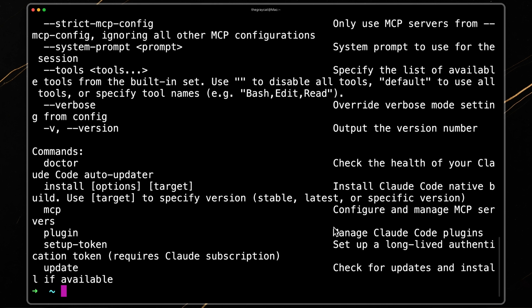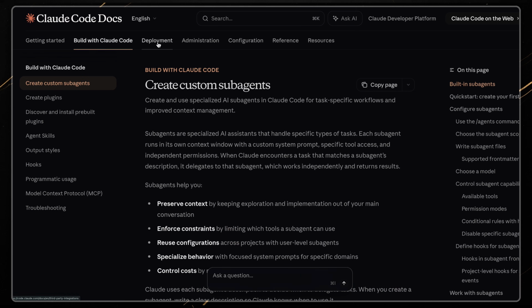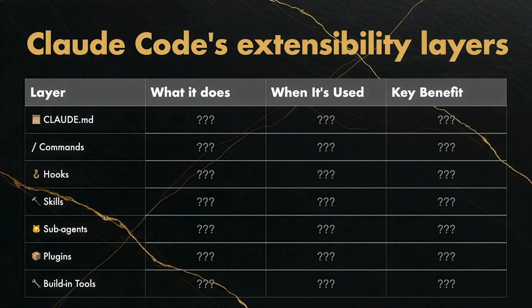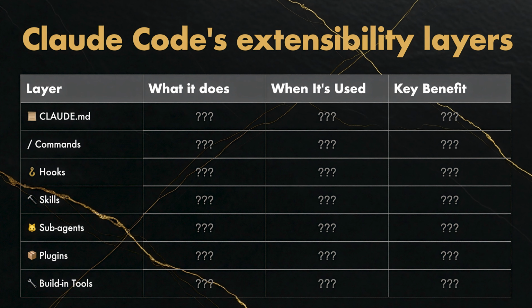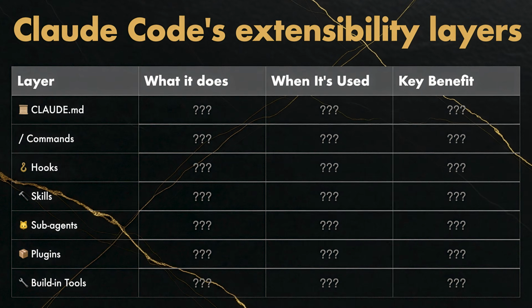I remember the first time I looked at Claude Code's documentation. Commands, hooks, skills, subagents, MCP servers. I had no idea where to start or what each thing was for. So I am creating this video to give you a comprehensive breakdown. After watching this, you'll understand what each extensibility mechanism does, when to use it, and how they all fit together.